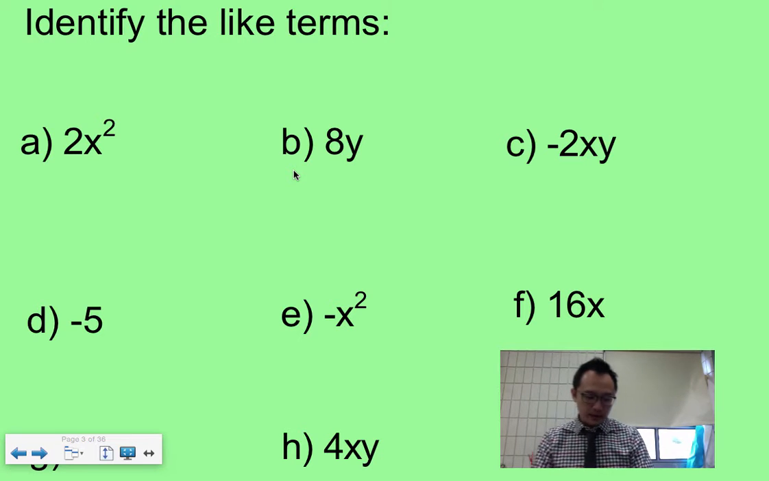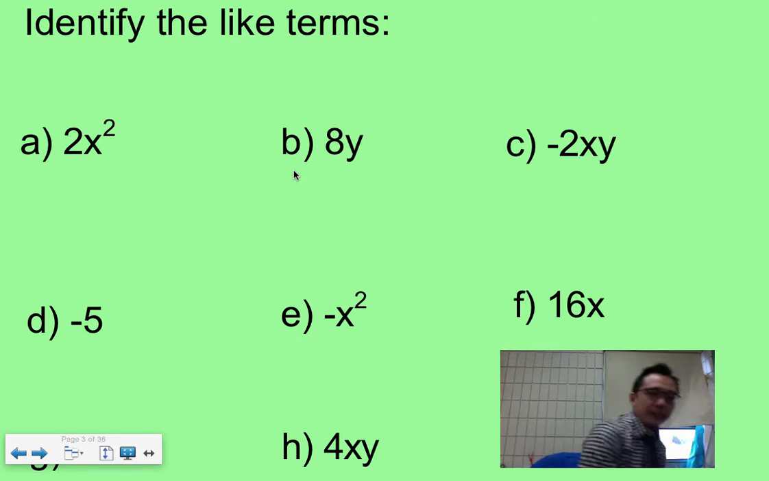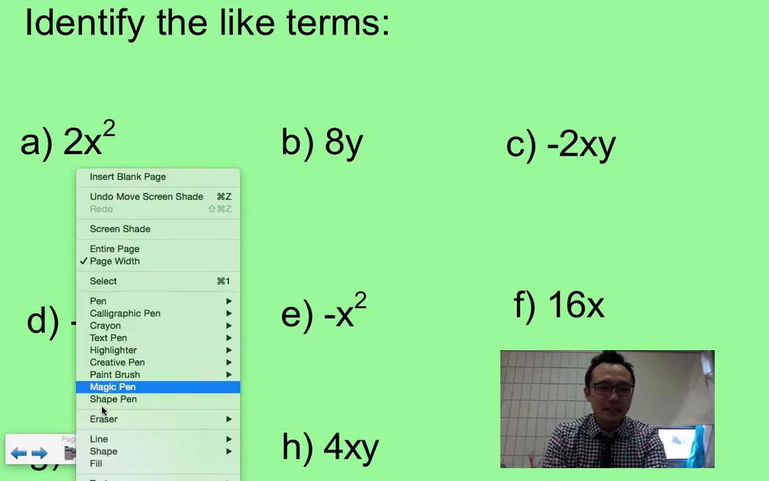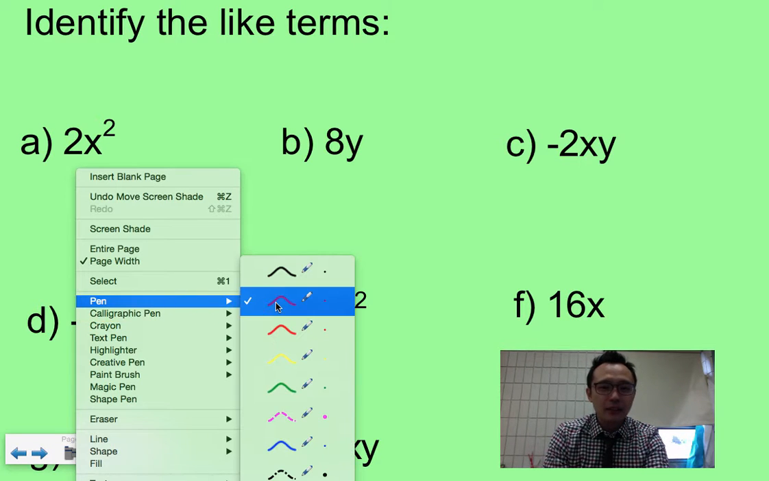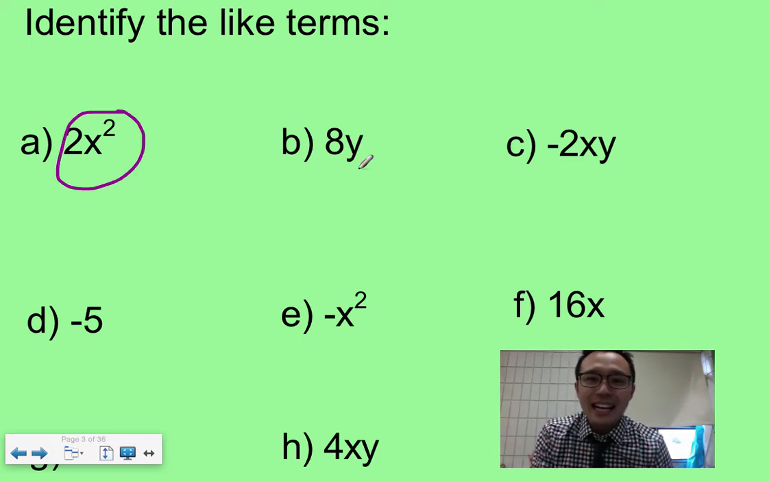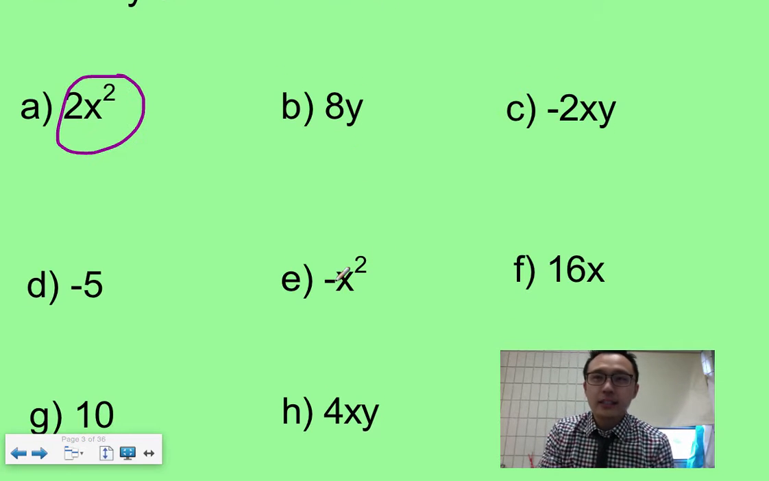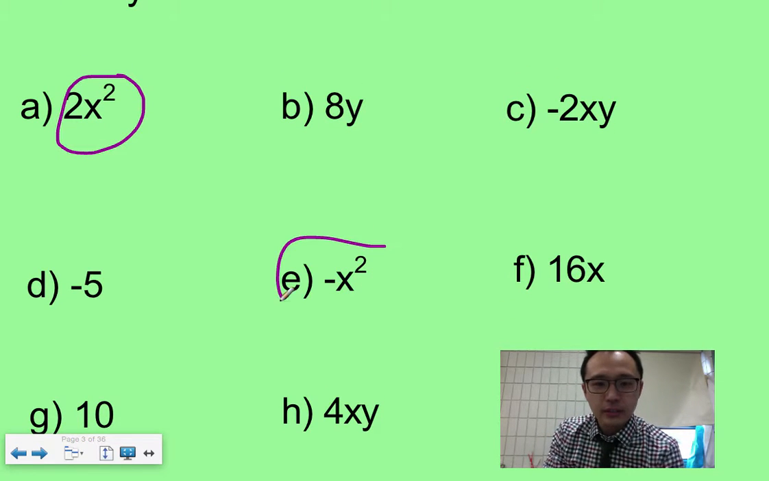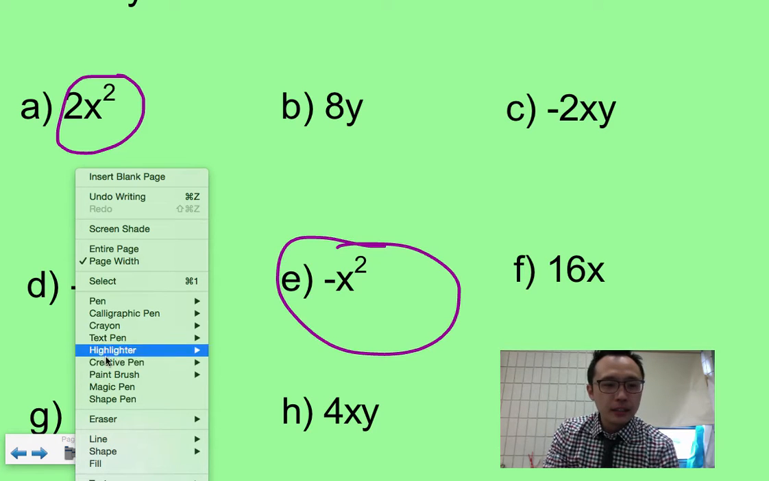I'm just going to go and grab my pen here. I don't even have my pen, but here. Identify the like terms. Let me see if I can draw this out. Here, like term, same variable, same exponent, so x squared. Let's find another x squared. I see this one has a negative, and it's x squared, so it's good. So that's one.